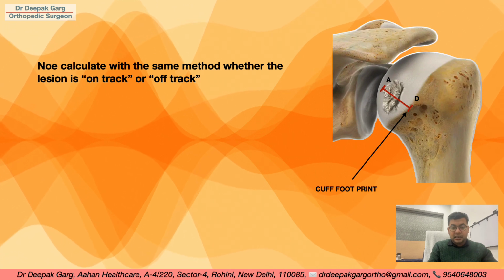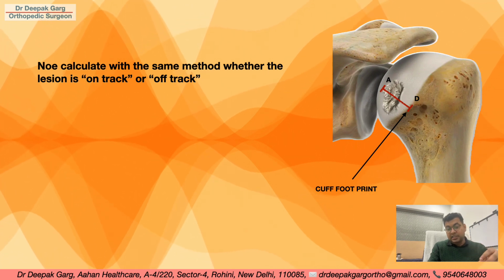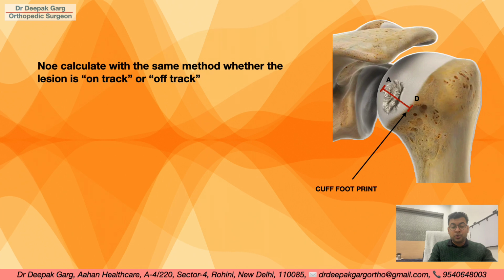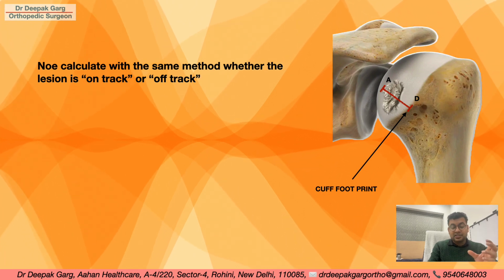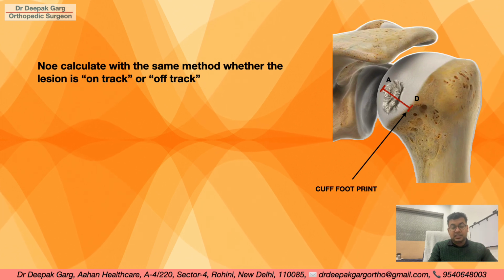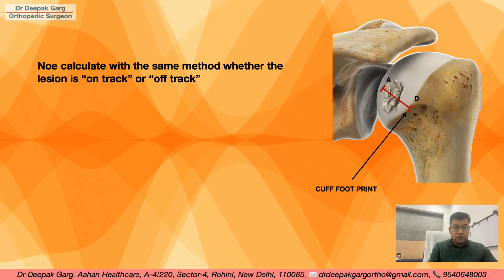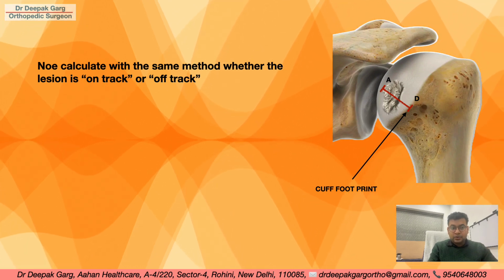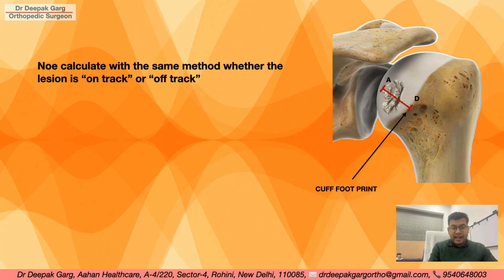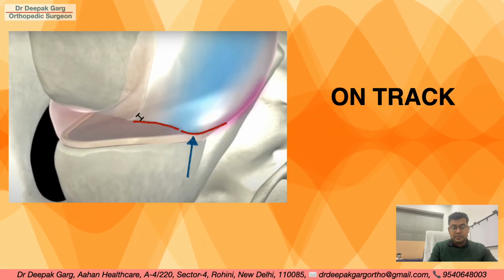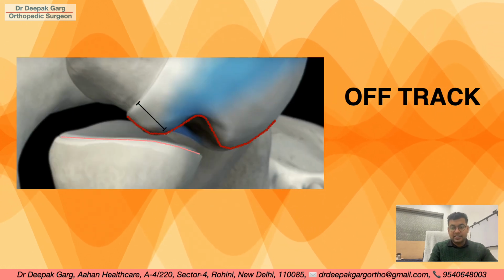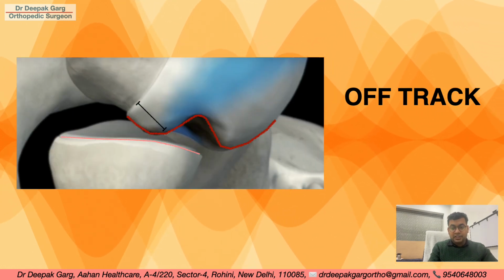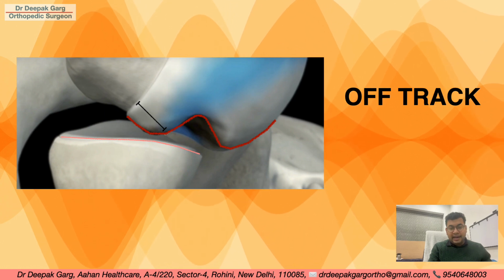Now if the lesion is on the medial side of the tract, then it is off track. If it is on the lateral side, that means the length of the tract is covering the lesion, so it is an on track lesion. So calculate the same for on track and off track. If the lesion is on the lateral side, it is on track. If it is on the medial side, then it is off track. Now we have understood this concept of on track and off track lesions.